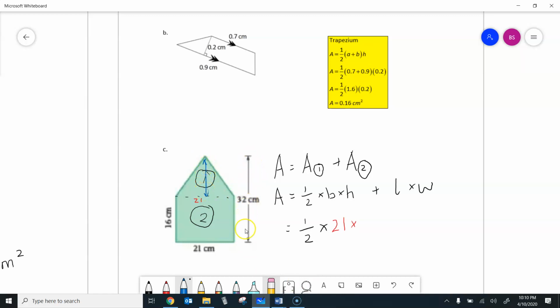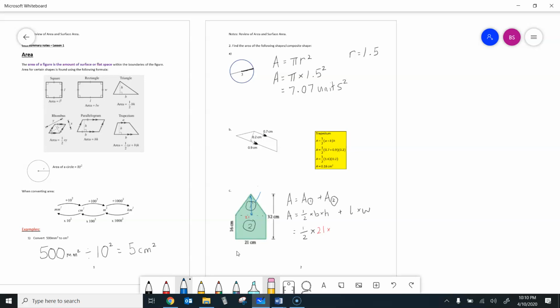This whole distance is 32. That distance there is 16. So we can work this blue part out by subtraction. It's just 32 minus 16, which equals 16. Times 16. Plus, so that's for the triangle, the top part. Then for the bottom part, which is a rectangle, it's 16 by 21. That's the formula, so length times width.